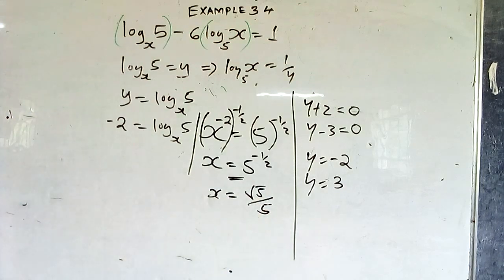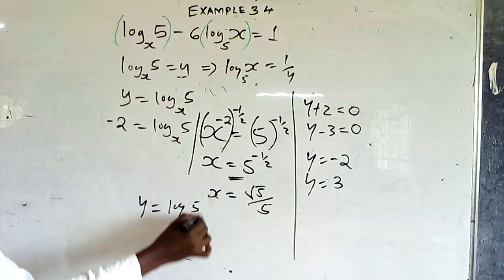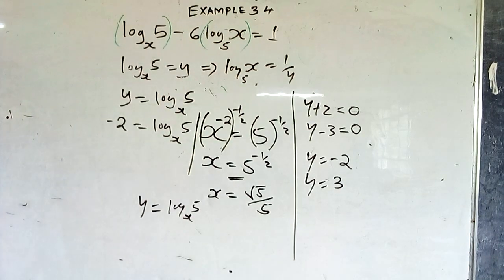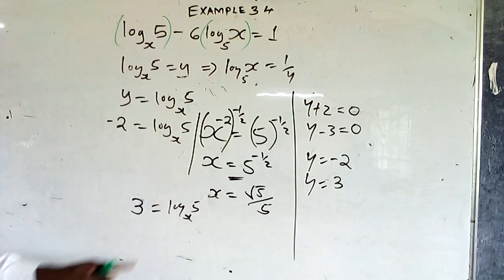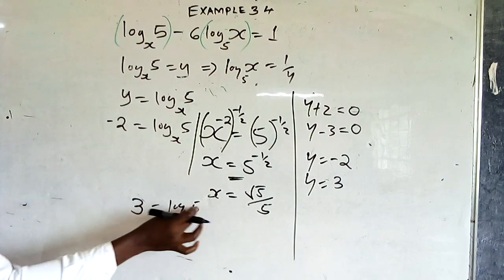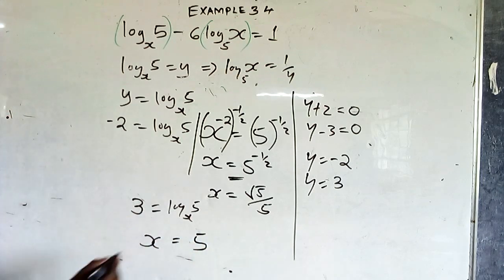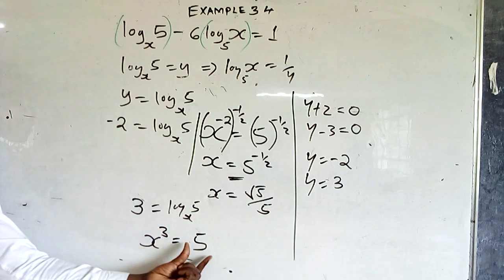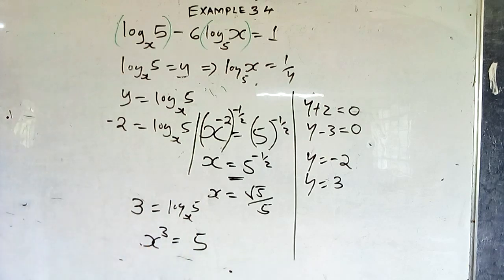Good. The next solution is when y is 3. We know that y equals log 5 to base x, so y equals 3. Where there is y, you put 3. Our base is x, the corresponding number is 5, and 3 is the power index. So 3 is log of 5 to base x by definition.